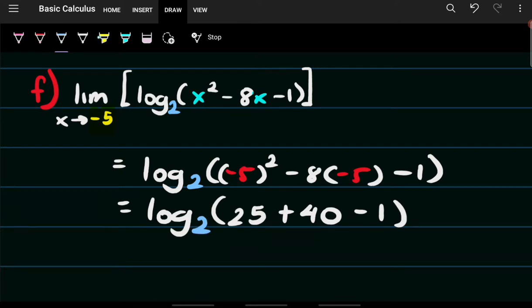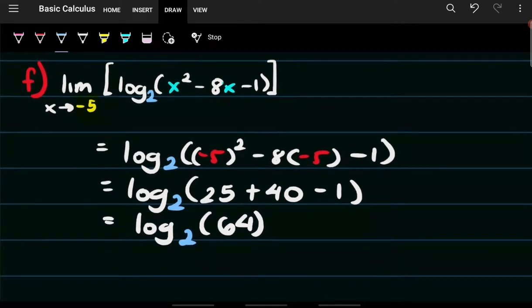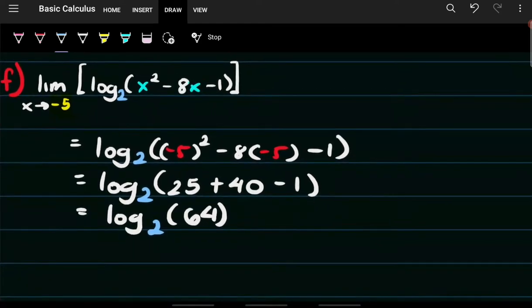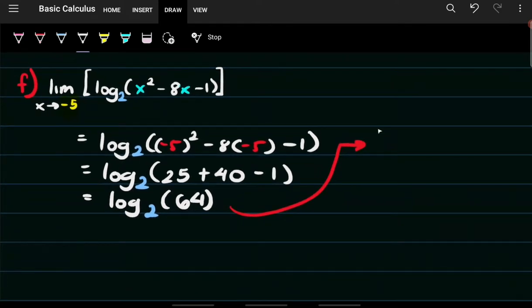So, let's simplify. 25 plus 40 minus 1, I think that is equal to 64. So this will give us the logarithm of 64, and then the base is equal to 2. Now, what is the value of the logarithm of 64 base 2? We can rewrite it in its corresponding exponential form: the base is 2, the exponent is unknown, and that is equal to 64. Let's apply the one-to-one property. So, if the base is 2, what is the possible exponent? I think that is 6.